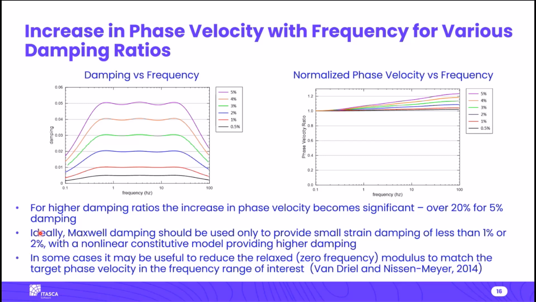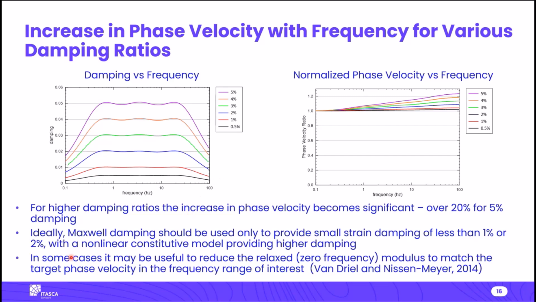Ideally, and this applies to all of these damping schemes, Rayleigh damping, whatever kind of damping you're using for small strain damping, Maxwell damping should be used only to provide small strain damping of less than 1 or 2%. And if you need damping higher than that, your fancy nonlinear constitutive model should be providing that higher damping. But that's the ideal case. Sometimes there are structural components, like a beam element, that you want to use 5% damping for.